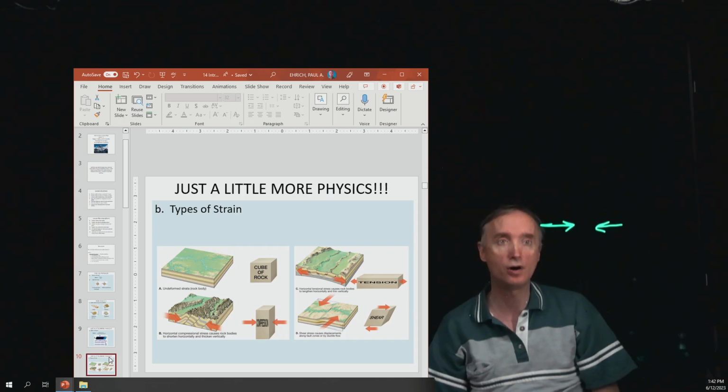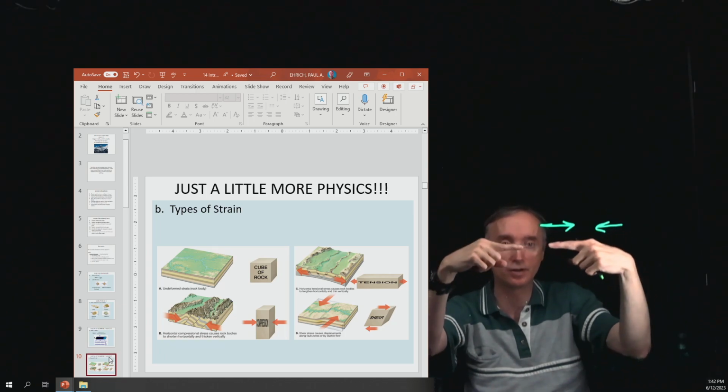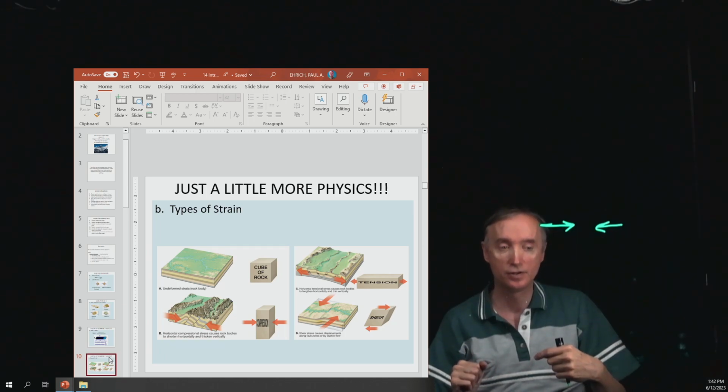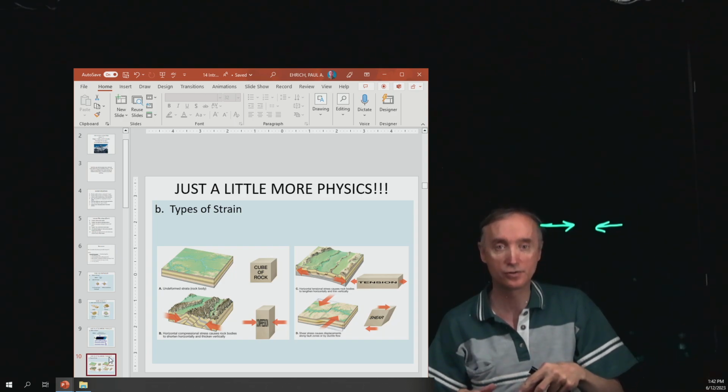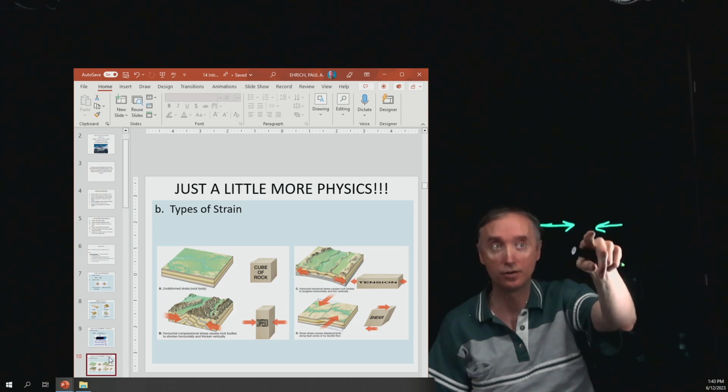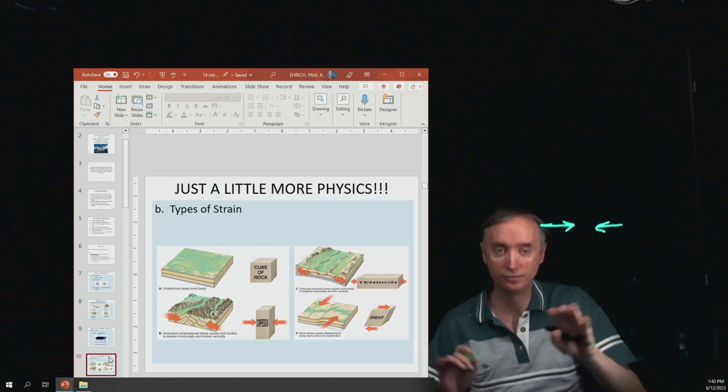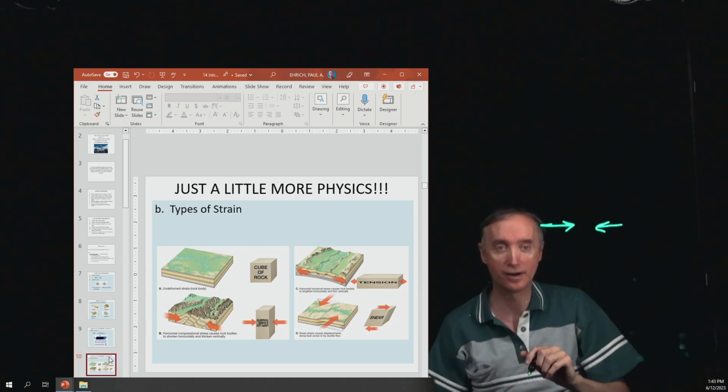So what would cause forces to act on something like that? So we said that there were divergent plate boundaries, convergent plate boundaries, and then transform plate boundaries. So which is the one that goes with this? I'll let you go back in your notes and figure that out.